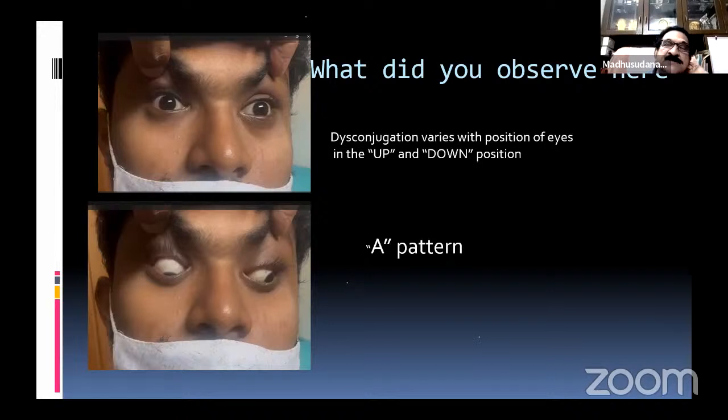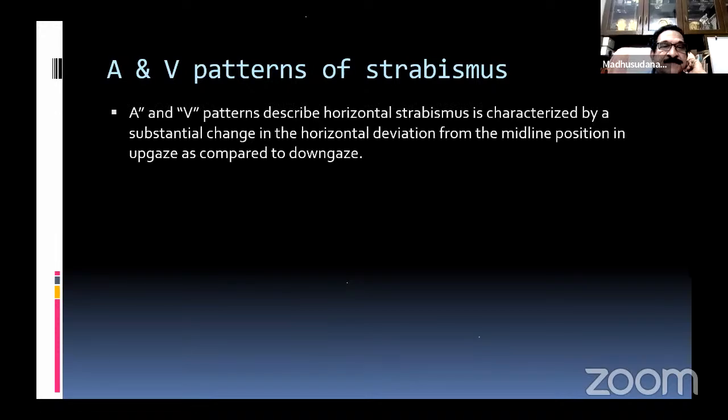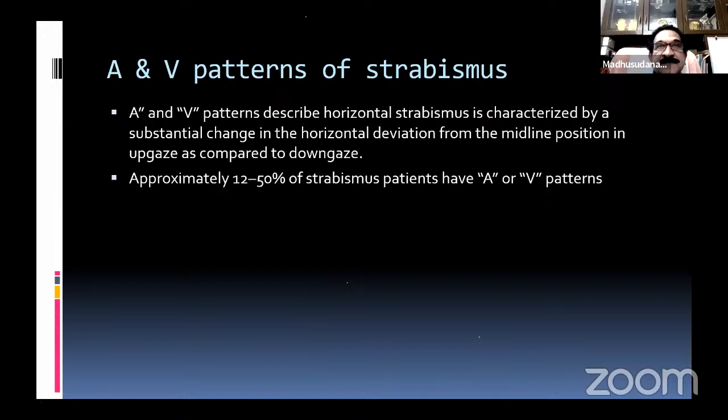Now, this phenomenon has also been described in concomitant or congenital squint. In the normal concomitant squint, you expect the deviation to be the same in all directions, as told before, unlike in a paralytic squint. But some degree of this kind of disconjugation can occur in up and down position. This is called the A and V patterns of strabismus. Horizontal strabismus is characterized by a substantial change in the horizontal deviation from the midline position in up gaze as compared to down gaze. Approximately 25 to 50% of strabismus patients have A or V patterns.